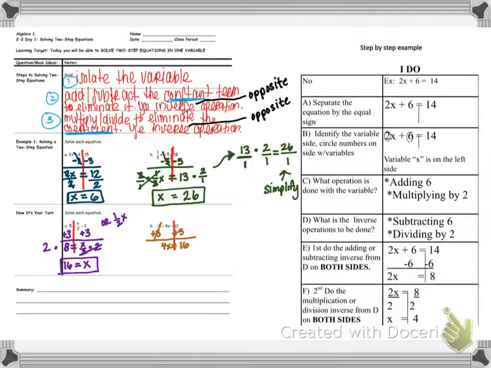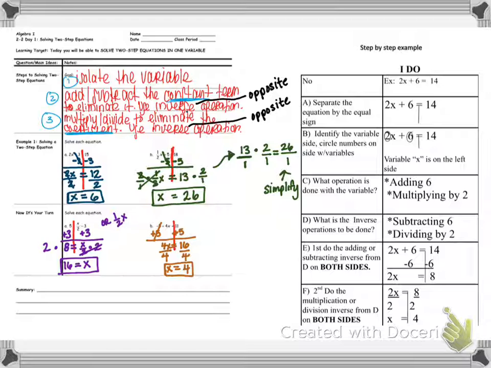So it's saying 4 times x. So again, I need to do that inverse, aka that opposite operation. So instead of multiplying by 4, I'm going to divide by 4 on both sides of the equal sign. This leaves me with x equals 16 divided by 4, which is 4. And that is my answer.